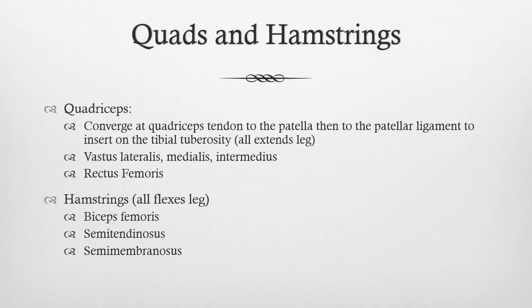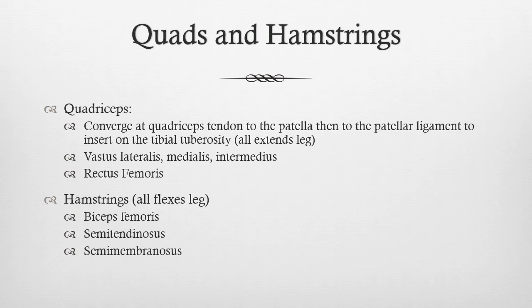On the anterior side, we have the extensors of the knee, our quadriceps muscles. The quadriceps are going to do extension, and the hamstrings are going to do flexion. They're going to work in those two manners.